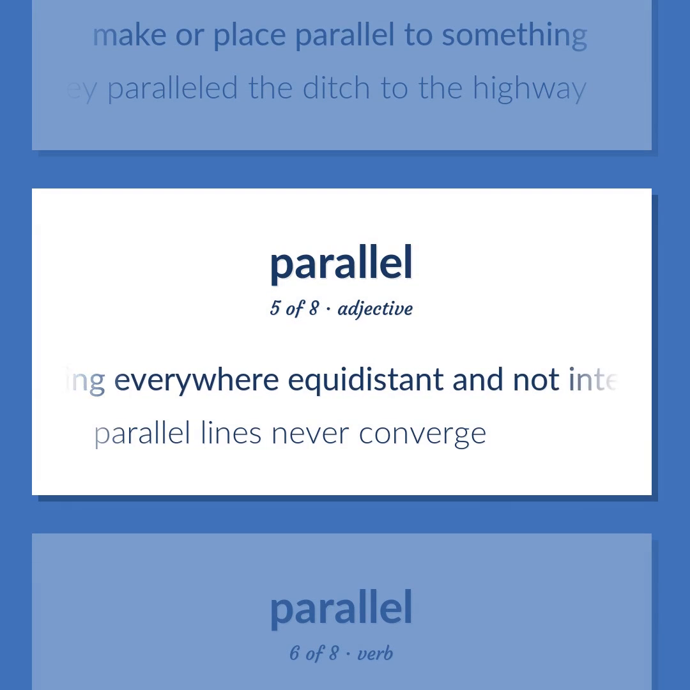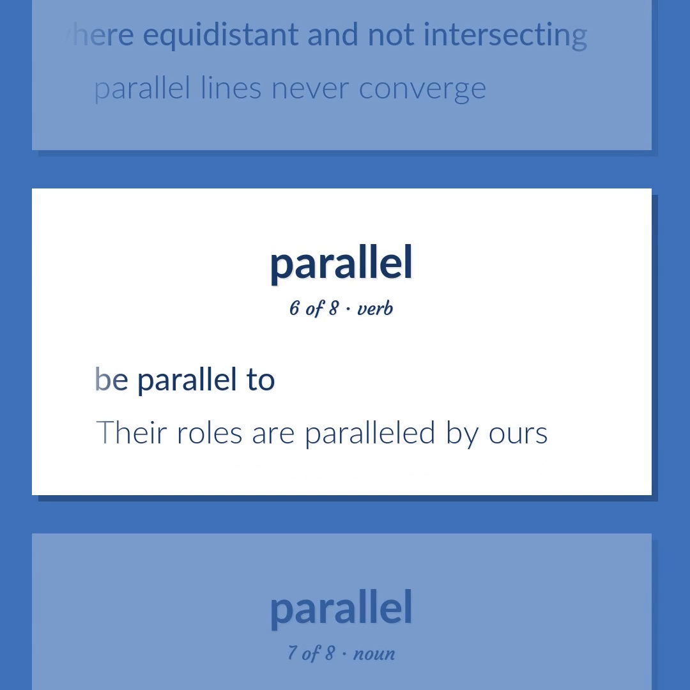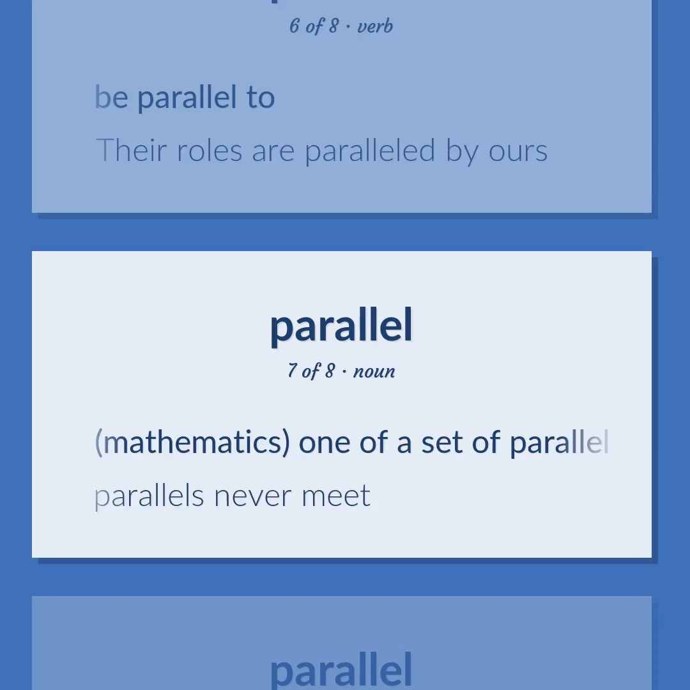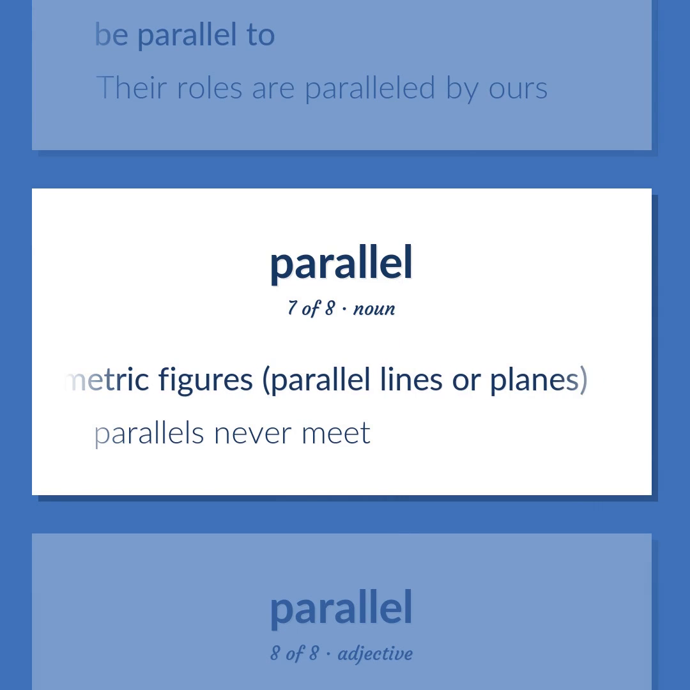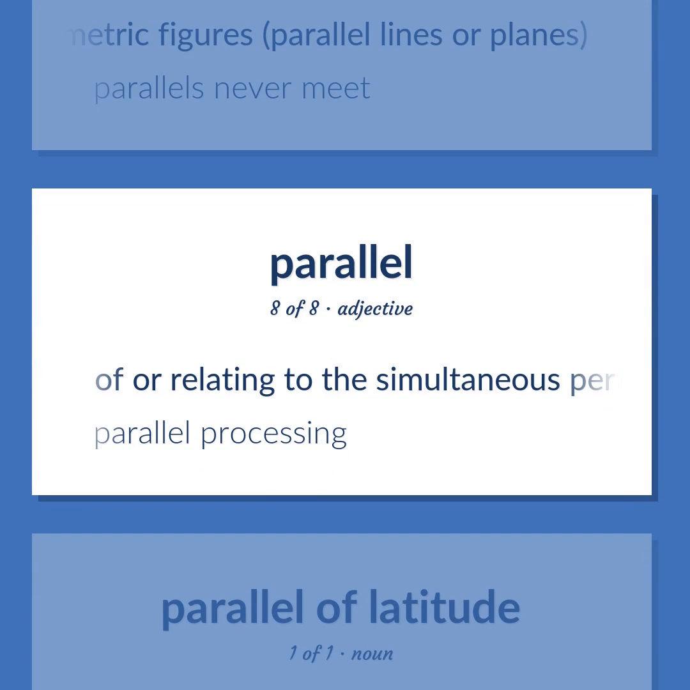Being everywhere equidistant and not intersecting. Parallel lines never converge. Be parallel to. Their roles are paralleled by ours. Mathematics. One of a set of parallel geometric figures, parallel lines or planes. Parallels never meet. Of or relating to the simultaneous performance of multiple operations. Parallel processing.